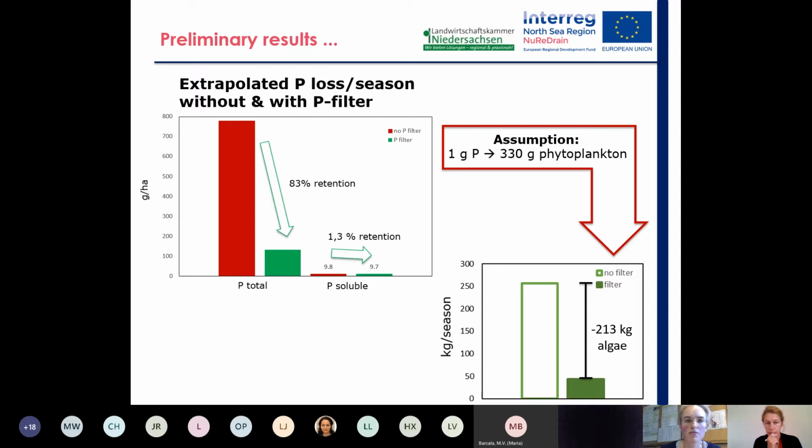To explain this graph, if we do not have a filter, as much P is emitted as the growth of 250 kilograms of algae needs. So by putting a filter on our system, we can prevent the growth of algae.